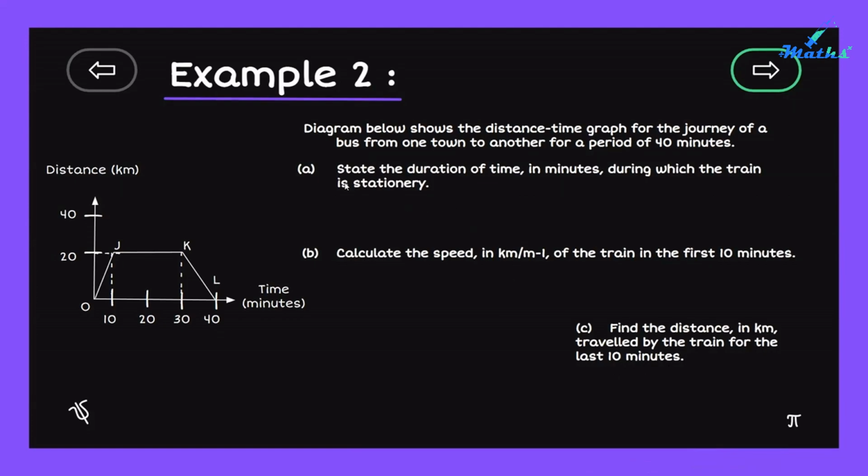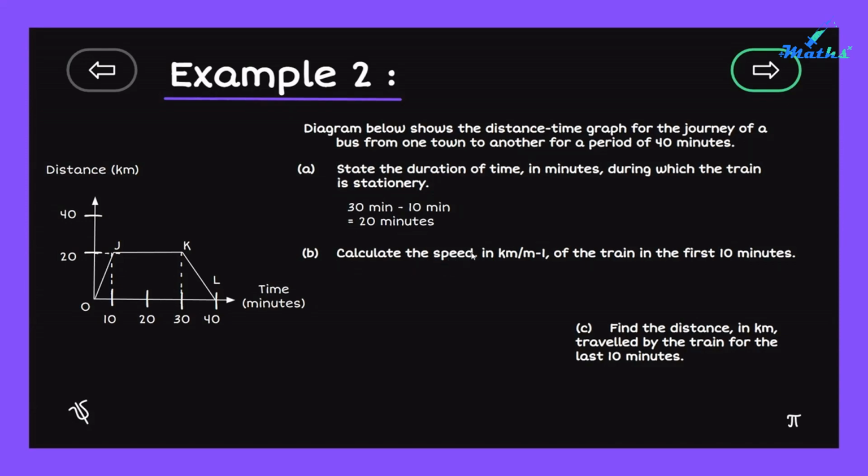Let's do it one by one. Question A, find the duration of time when the train is stationary. Stationary means the distance doesn't change and the gradient is 0, so the line is straight. So it's J to K. To find the duration, we take the 30 minutes and subtract 10, because from 0 to 10 it is not stationary. So 30 minutes minus 10 minutes equals 20 minutes. The duration of time is 20 minutes.